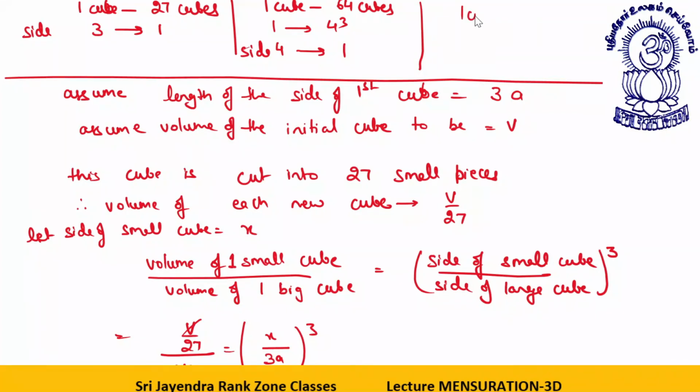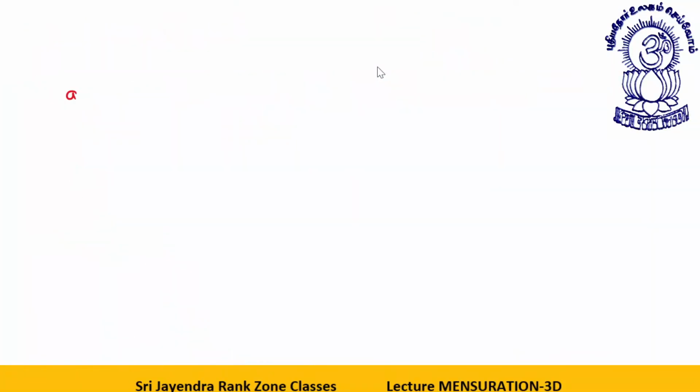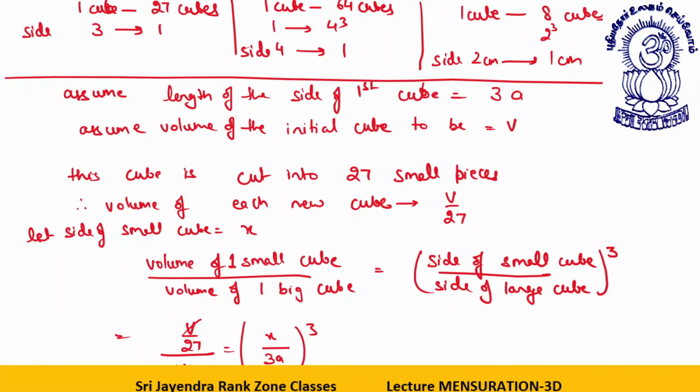Similarly, if one cube is broken into 8 smaller cubes, 8 cube means 2 cube. So if this cube had side 2 centimeter, this cube will have side 1 centimeter. This is the thing which you need to keep in mind. Calculation will become very easy. I hope so far everything is clear. Okay.